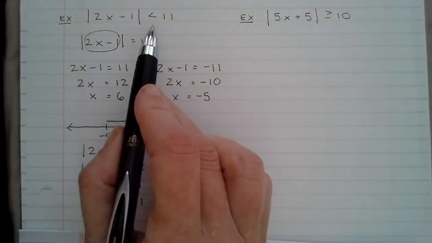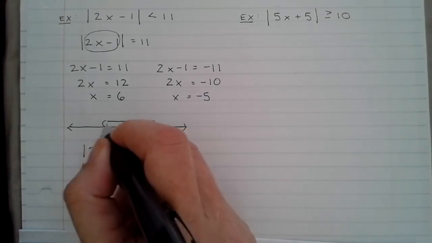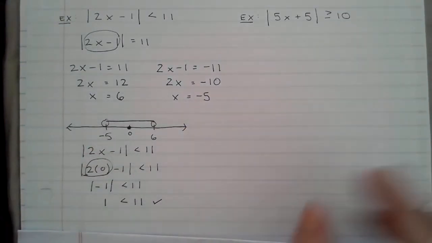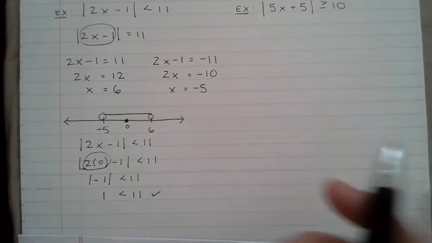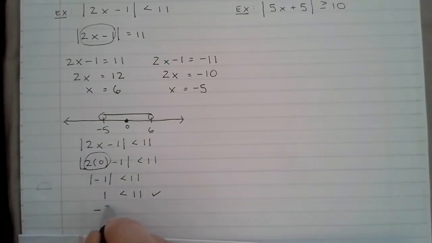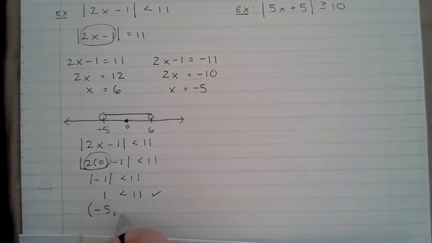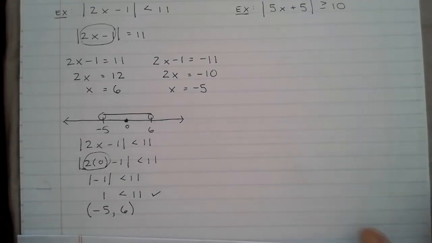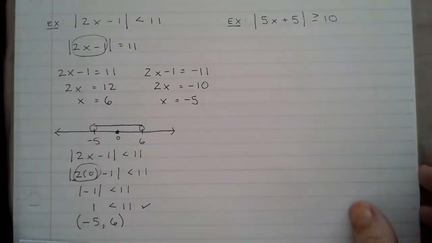Now it was a less than, so I'm going to put open circles here. So our interval notation, final answer, would be solutions start at -5 and go up to 6. And that's our interval notation final answer. All right, go ahead and pause me and try the next one.